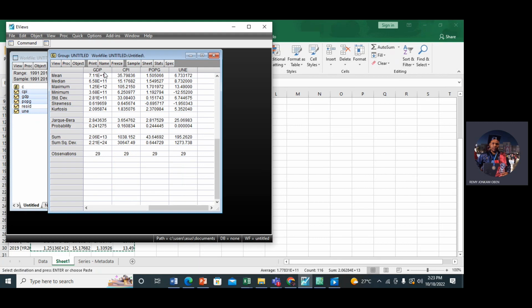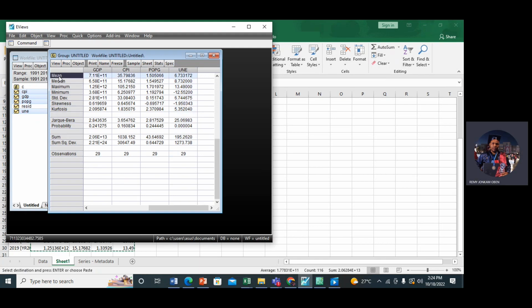Now, this is our descriptive statistics. We have GDP, CPI, population growth, unemployment. By the way, this GDP, gross domestic product, is like a proxy for economic growth. We use it to measure economic growth. CPI stands for Consumer Price Index, which is a proxy for inflation. We use it to measure inflation. Then we have population growth, and we have unemployment. So now we are looking at the descriptive statistics of these variables.